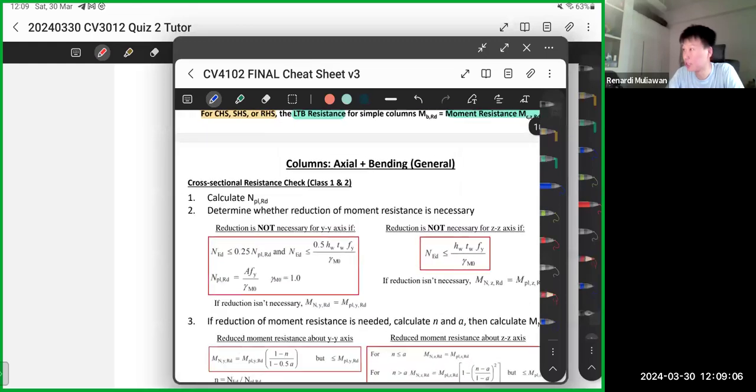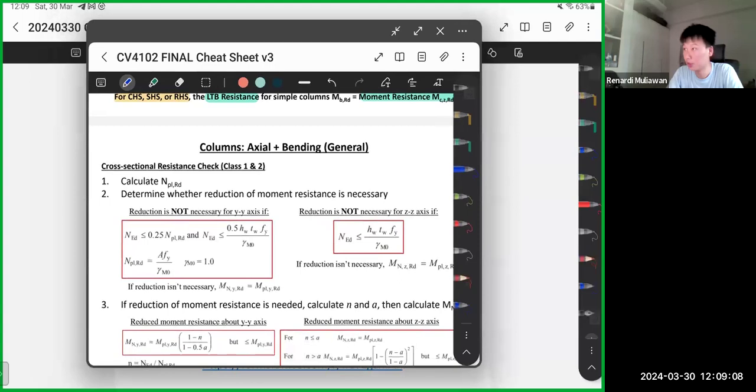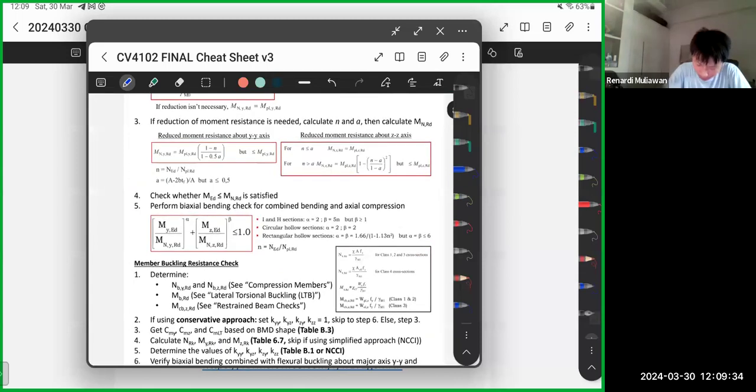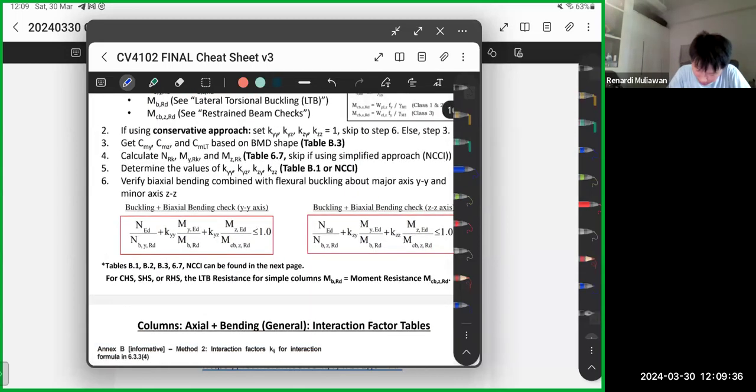You can ignore this page, by the way. This one is also for columns, but this is for general. General means the support can be not simple support. Sorry, it's every other construction besides simple construction. So the joints, right? The whole building can be like anything. So this is the general check. It's more complicated.